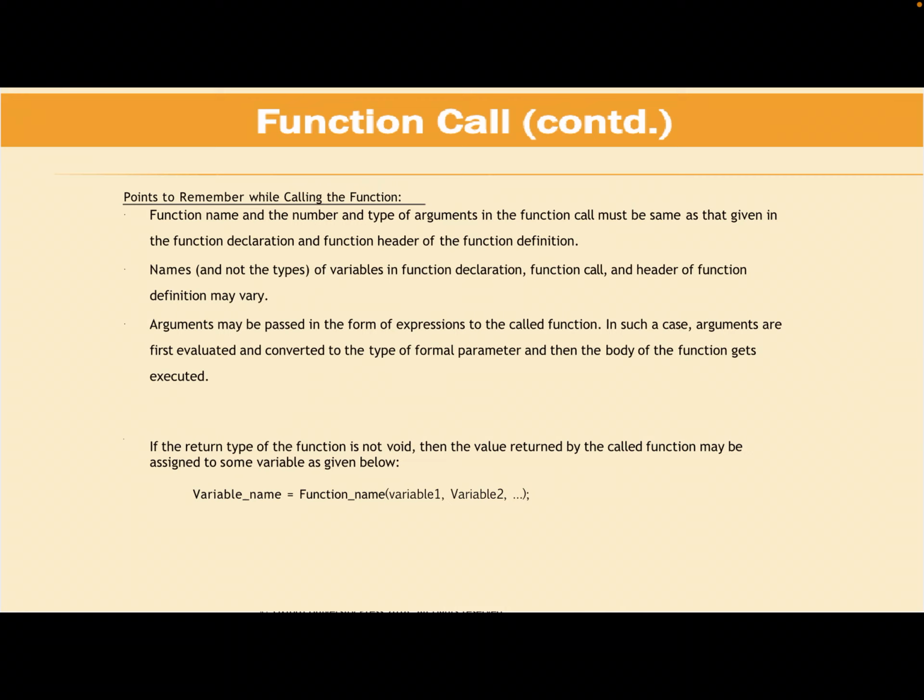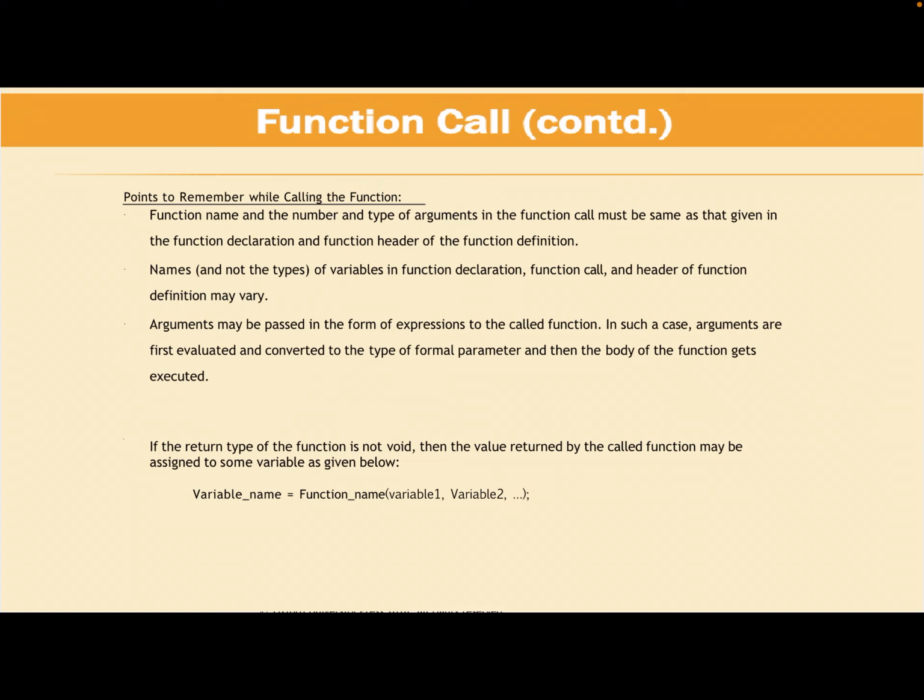That is, the name of the function, whatever we have given for the subfunction, the same name has to be declared in the calling function also. The names of the variables in the function declaration, function call and header of the function definition may vary, but arguments may be passed in the form of an expression to the called function. In such a case, arguments are first evaluated and converted to the type of the formal parameters, and then the body of the function gets executed. This is one crucial thing we are supposed to remember.